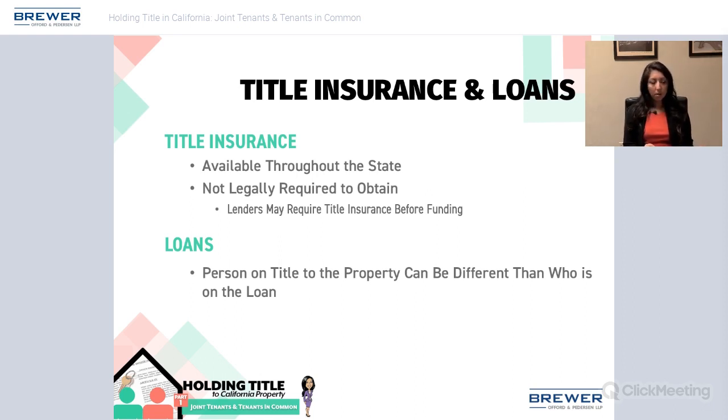And a quick touch upon loans. You can have parties on title to the property that are not on the loan, and vice versa. The main times I see this situation occurring is when you have parents who are assisting their child with the purchase of their first property. The child can't qualify by themselves because it is their first home. So the parents and the child usually enter into a loan for the property.